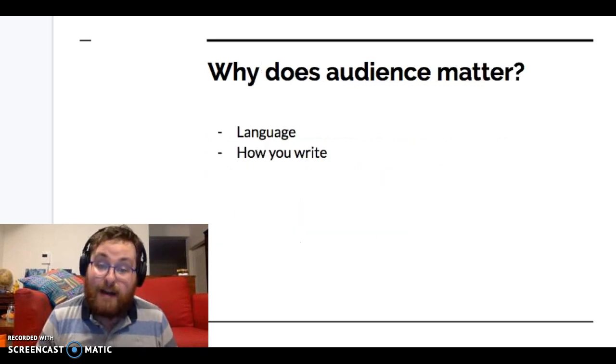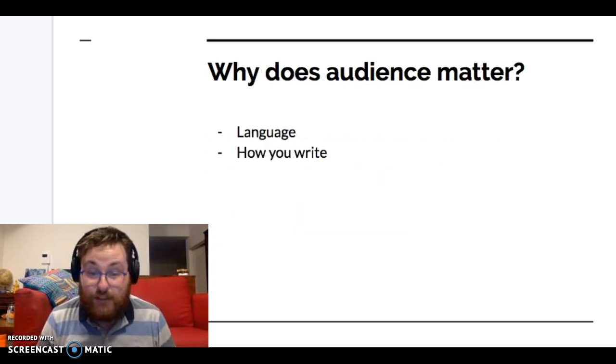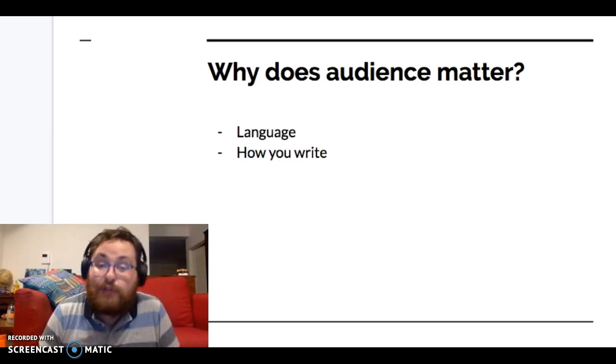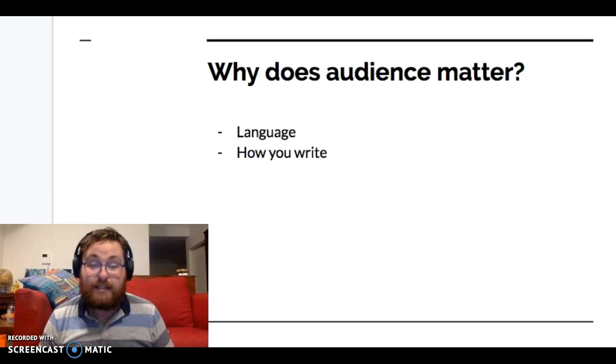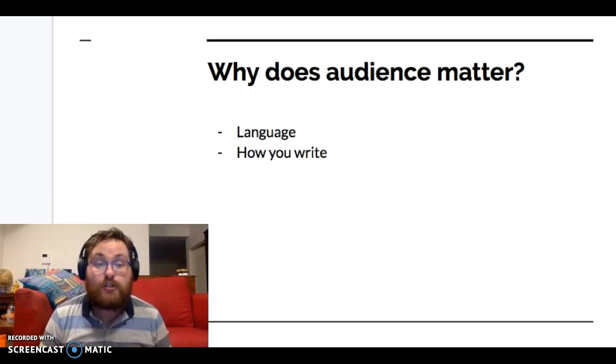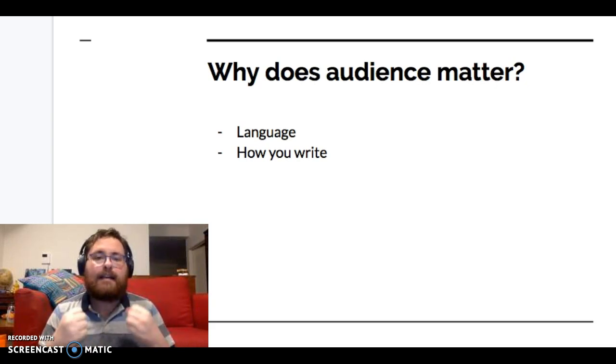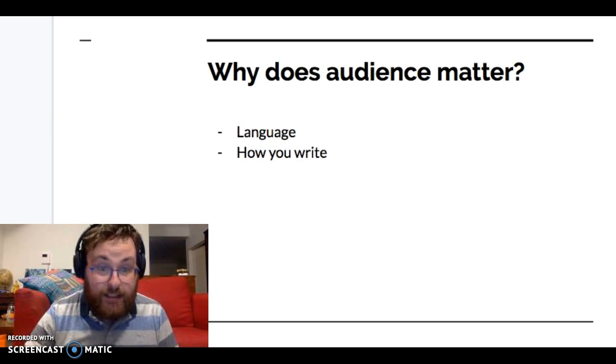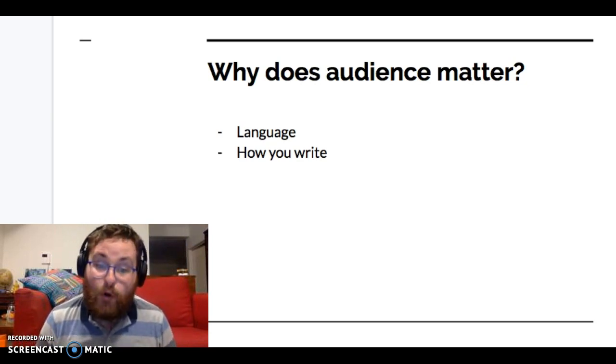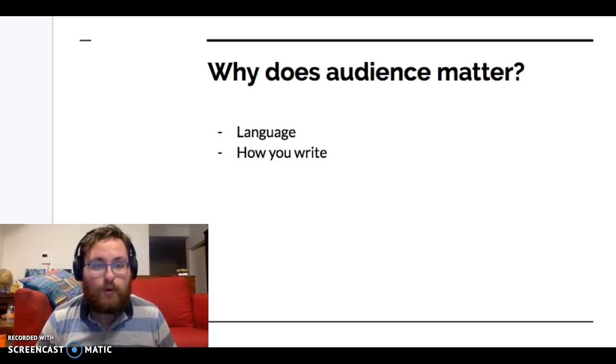So why does audience matter? The first reason is language, and the second reason is how you write. When you're writing an extended response, in some subjects like history or geography, the style of writing you use is actually student-centered, in that you write as if the person on the other end, your audience, doesn't understand what you're talking about. So you kind of need to explain things a little bit more.